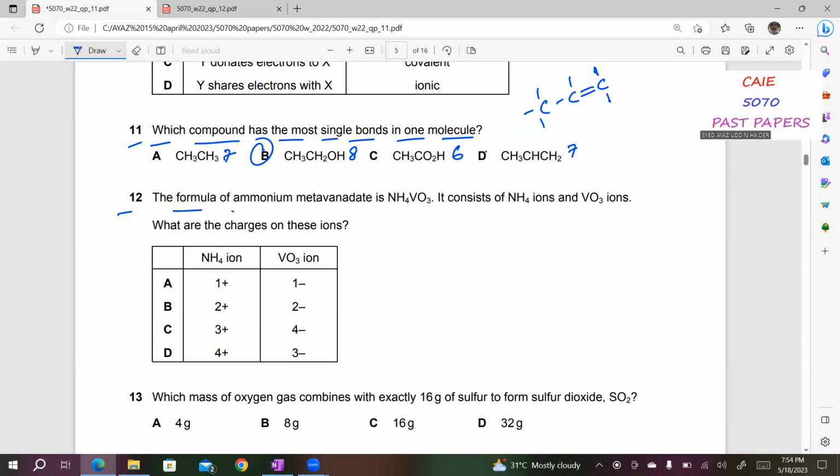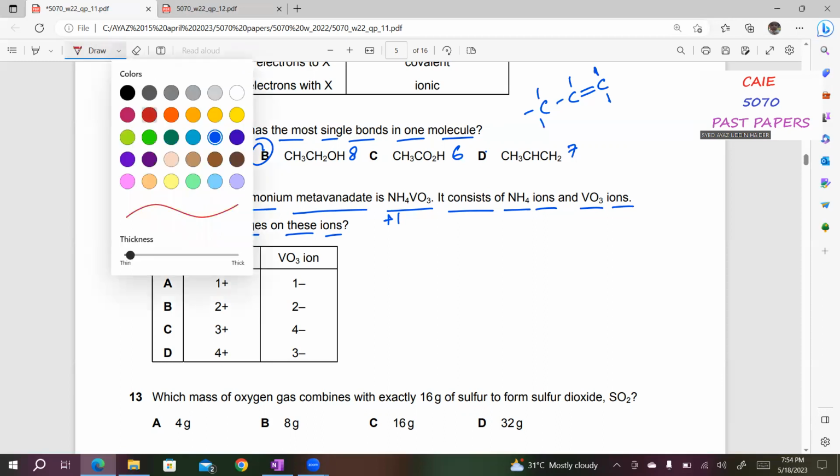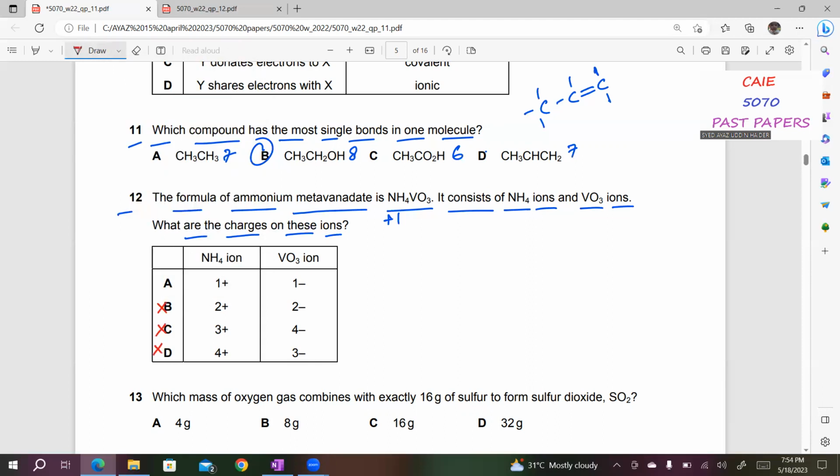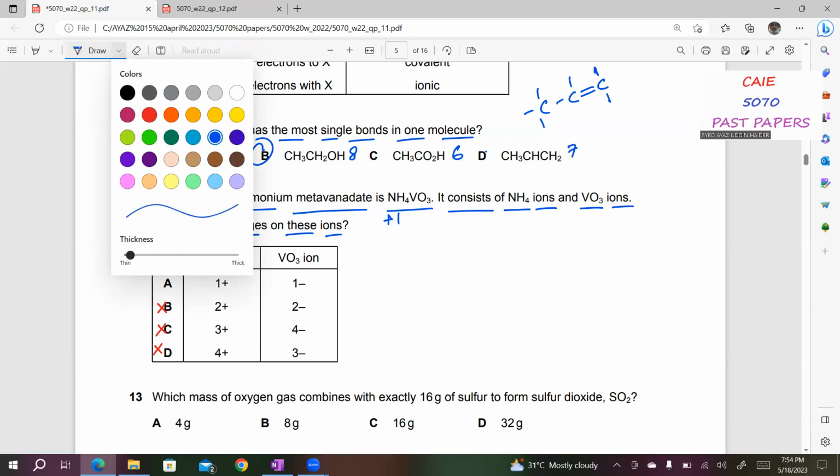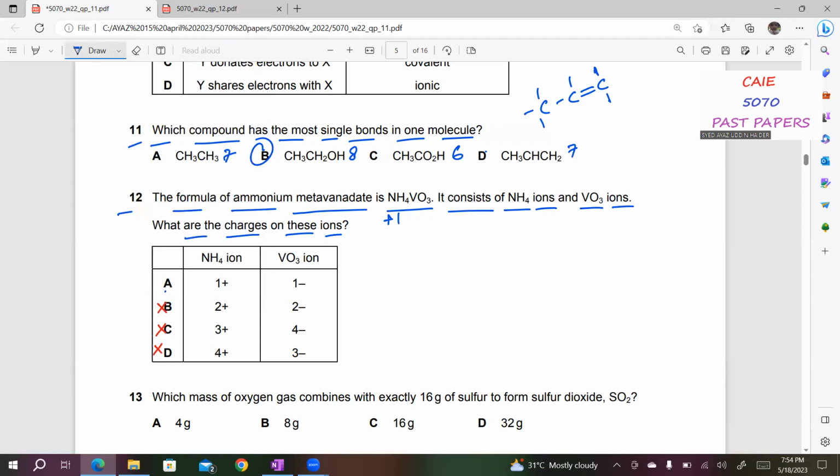12. The formula of ammonium metavanadate is NH4BO3. It consists of NH4 ions and BO3 ions. What are the charges on these ions? You know the charge on NH4, it is +1. So automatically B, C, D, they all are incorrect. We are left with only one choice, A, because in A it's showing +1 charge, and definitely BO3 ion also carries -1 charge.